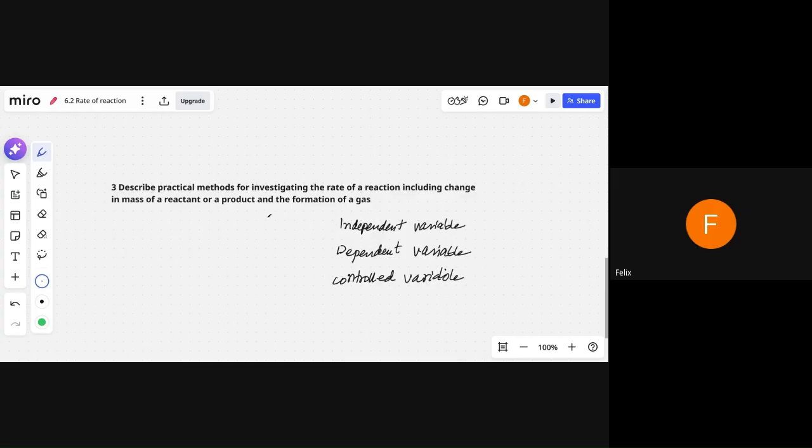Independent variable. Okay, so let me read this again. Describe practical methods for investigating the rate of a reaction, including change in mass of a reactant or a product and the formation of a gas. Okay, let's come back to these in a minute. I need to explain what they are exactly asking us, right?